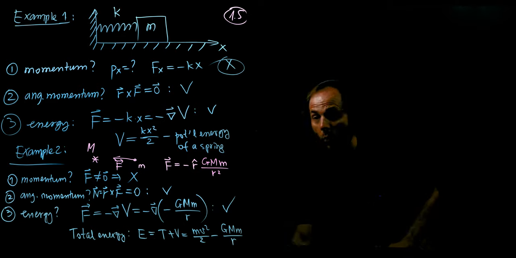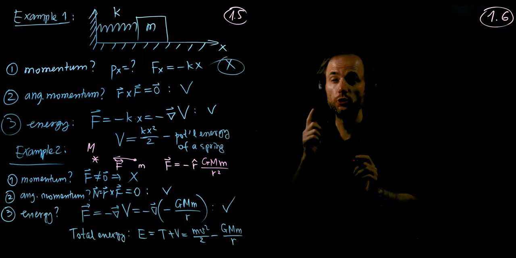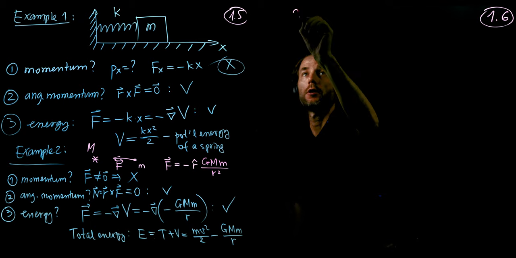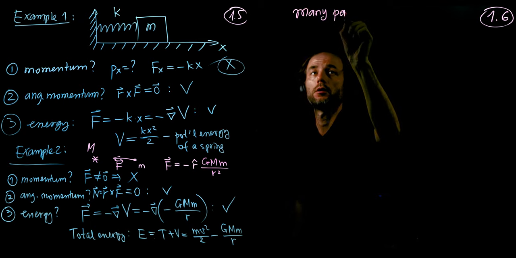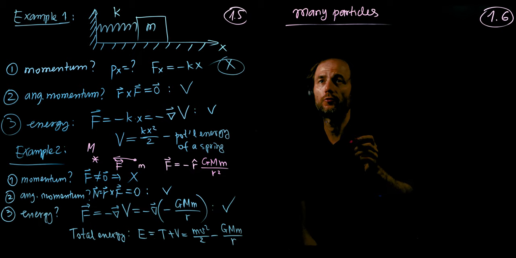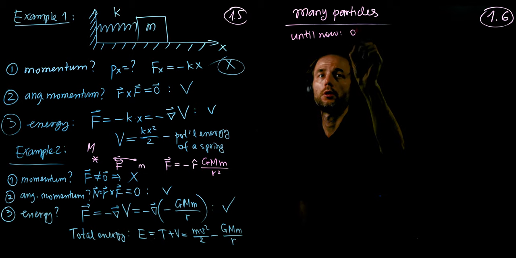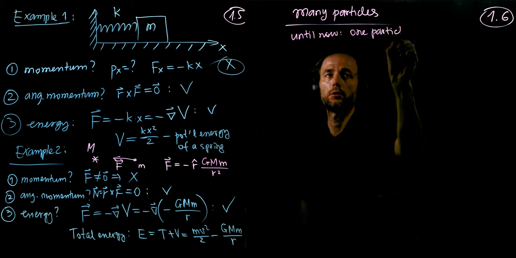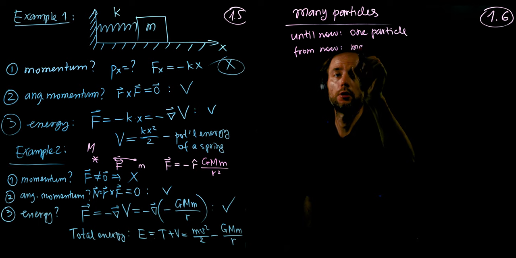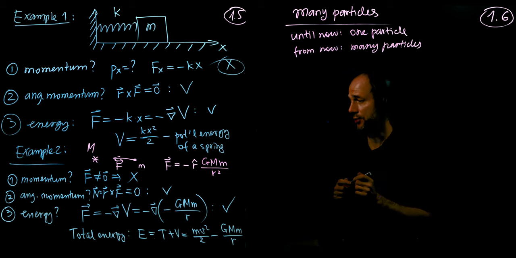Hello, and welcome to the final part of our lecture 1, part 6. Now we're going to generalize what we have been discussing from one particle to many particles. What does this involve? Well, until now, one particle. From now, we're going to consider many particles. How are we going to do that?